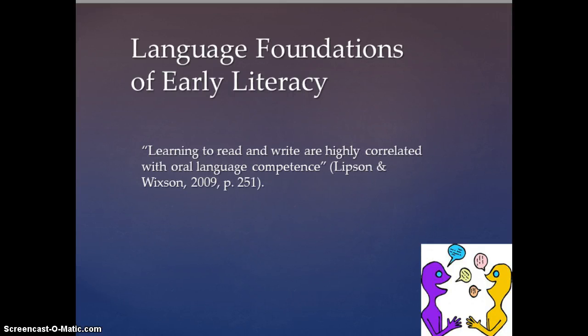So learning to read and write are highly correlated with oral language competence, and this is from Lipson and Wixon. And let's think about why, right? So reading and writing are language-based cognitive tasks. They all, language and speaking and reading and writing, they all involve language on multiple levels, and written and spoken language are communicative processes, right? So they all work together.